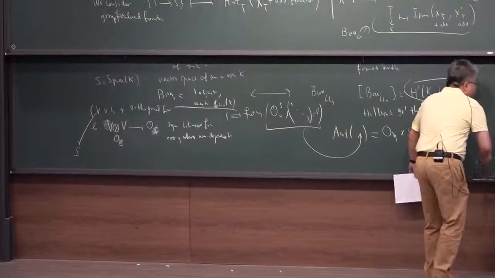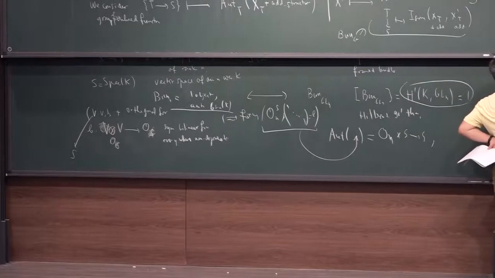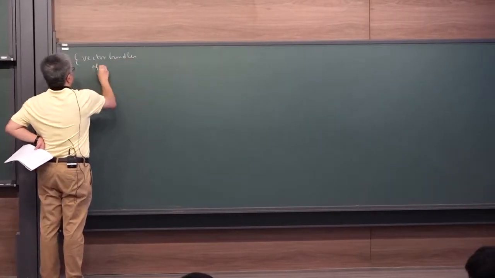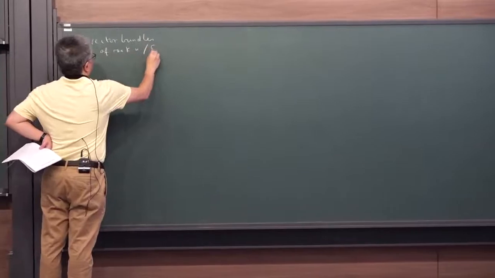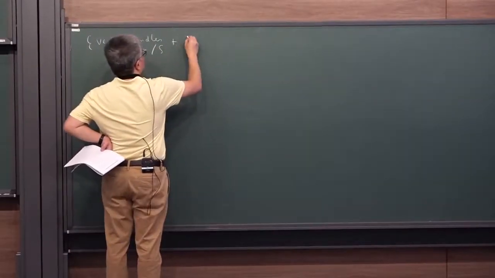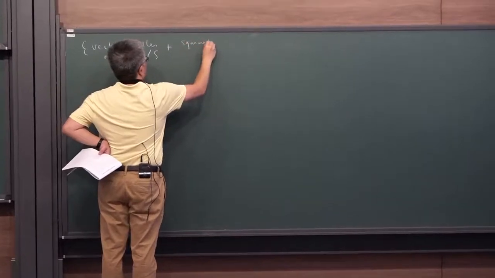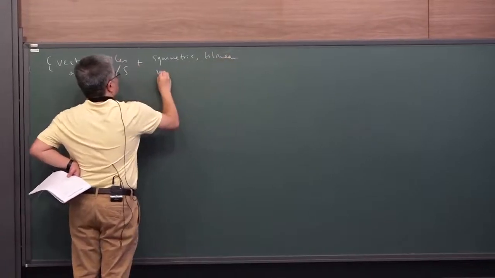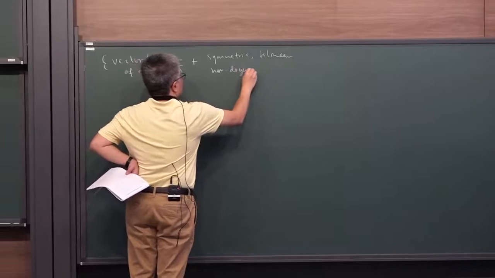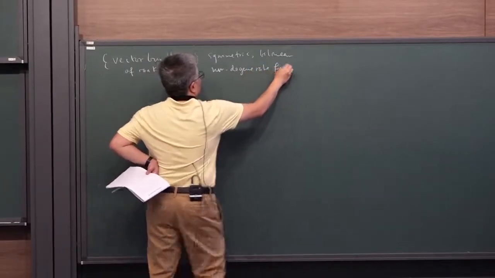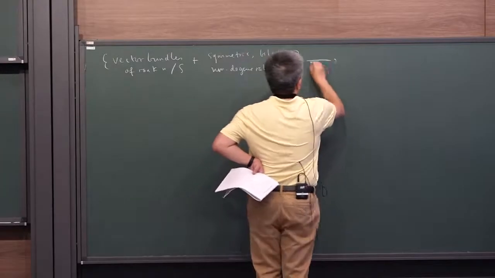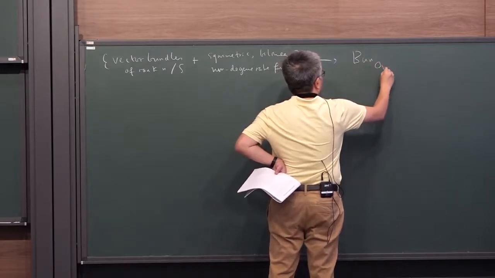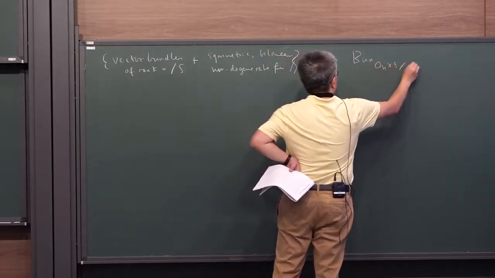as a result we have an equivalence between the groupoid of vector bundles of rank n over S plus a symmetric linear nondegenerate form over S, and the groupoid of bundles under O_n times S over S.